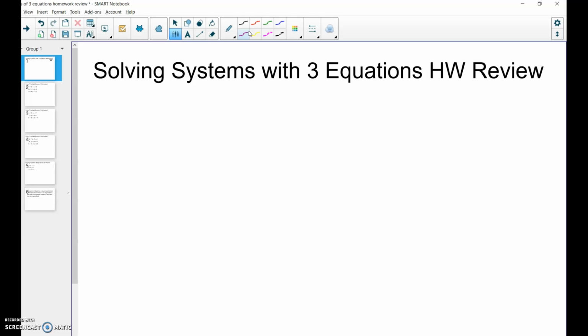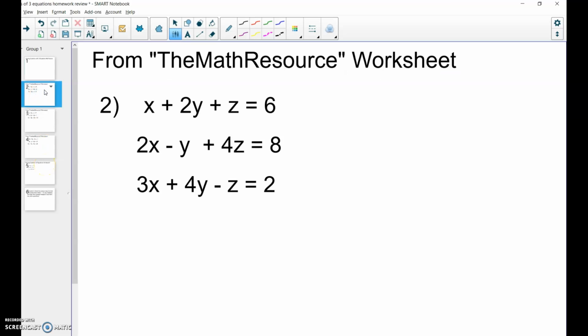So solving systems with 3 equations, that's what we're going to review. I know that you had systems with 2 equations, but those ones should be a review from Algebra 2. So we're going to actually move on to just looking at the homework problems that involved 3 equations. I'm not going to do all of them, but there were 3 on the math resource worksheet that just have the answers for you on the answer key, so I want to walk you through the steps for those as well. So the first one we're looking at is number 2 from the math resource worksheet.